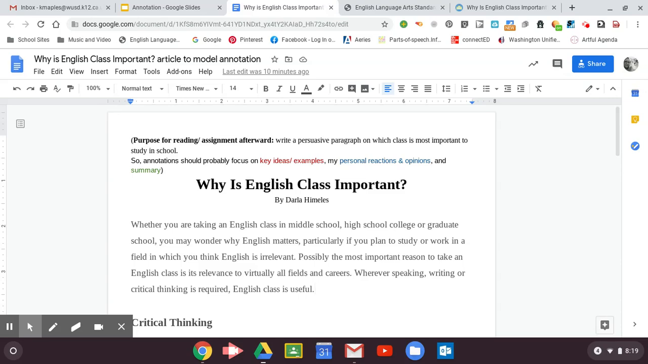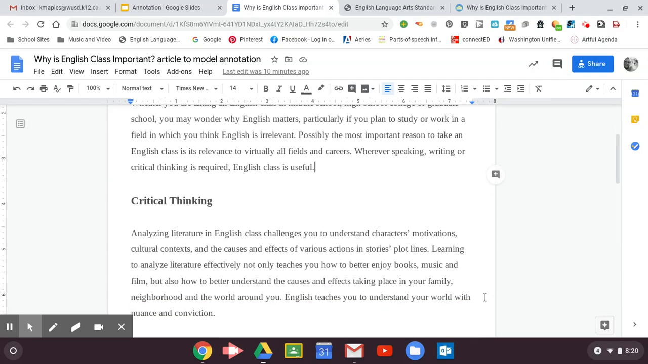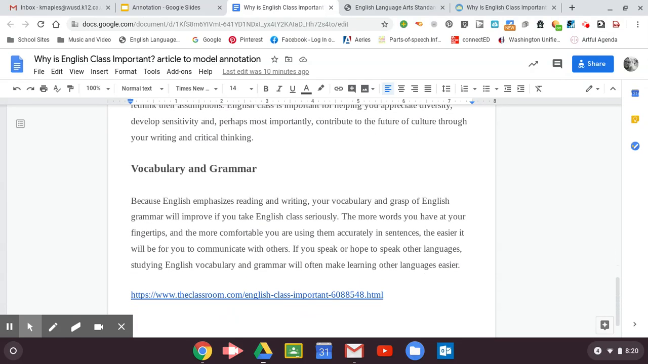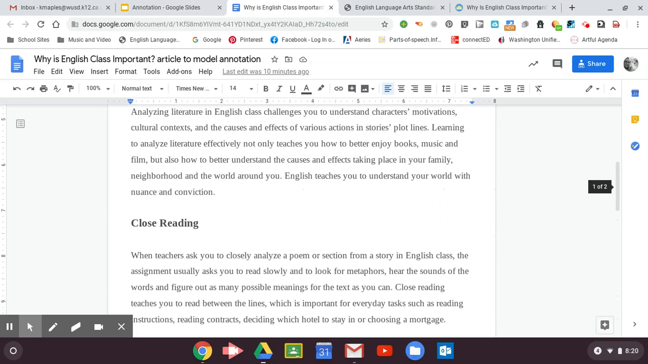I'm not going to go through this whole article with you. You can see there are different subheaders: critical thinking, close reading, writing, culture, and vocab and grammar. We're just going to go over the first couple.